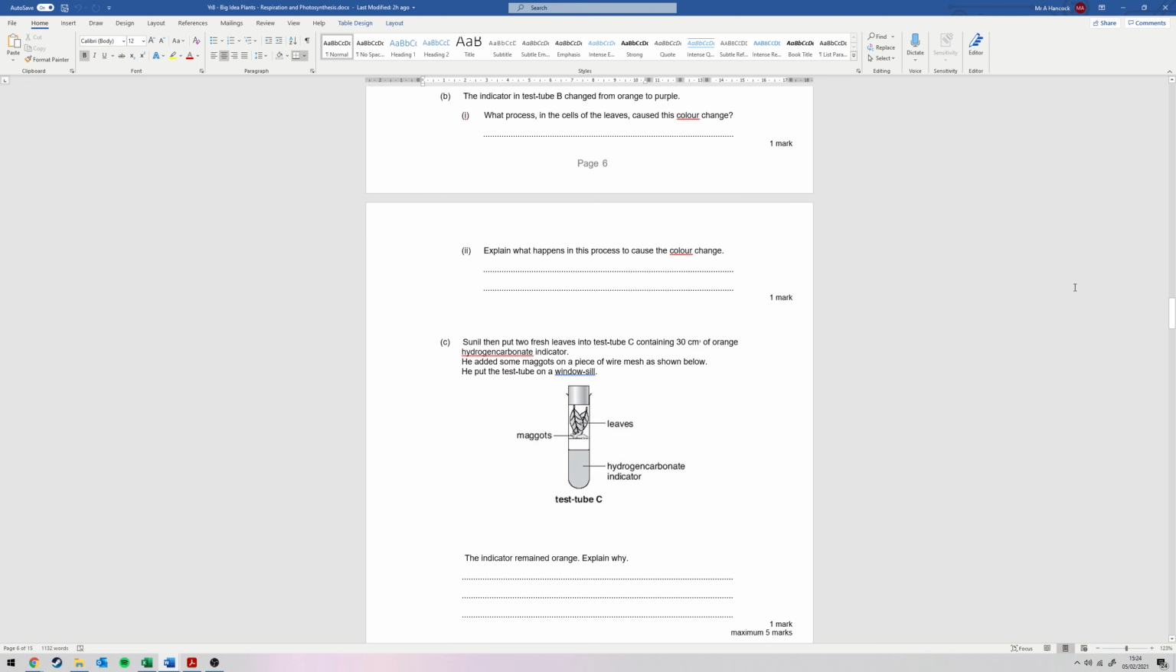Part B. The indicator in test tube B changed from orange to purple. Section 1. What process in the cells of the leaves caused this colour change? Section 2. Explain what happened in this process to cause the colour change.